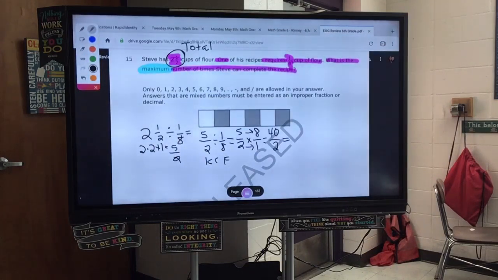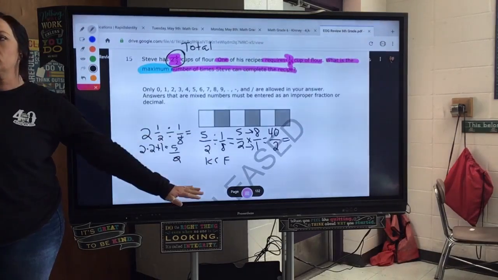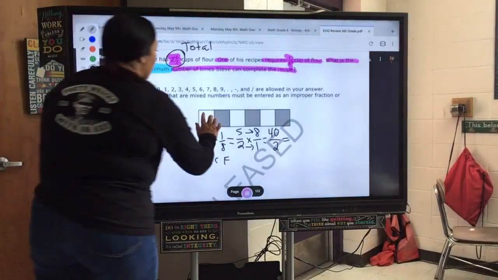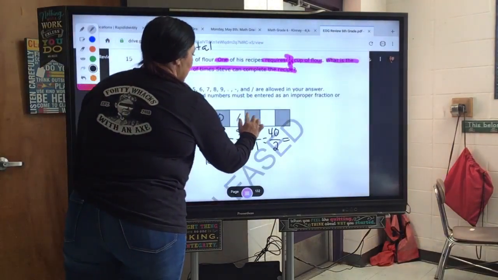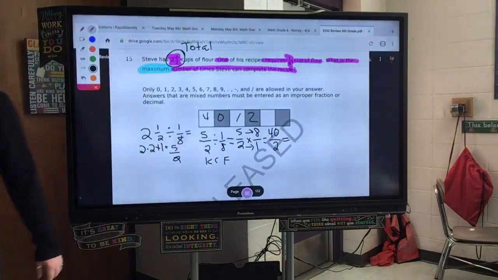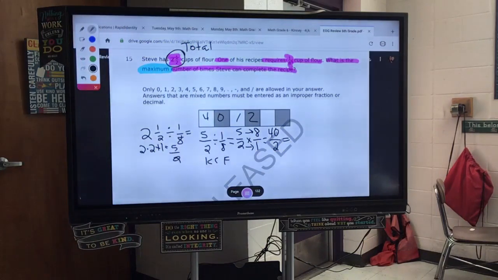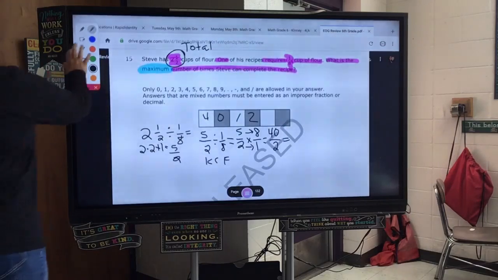William, you divide. Do I have to? Right. No? Because it's open response, right? So can I leave it as 40/2? Because I can put it in here like that. Does that equal the same thing as 40 divided by 2? What's 40 divided by 2? 20.